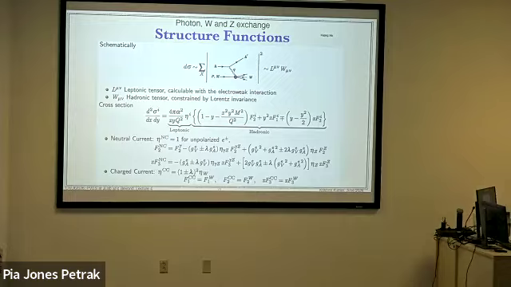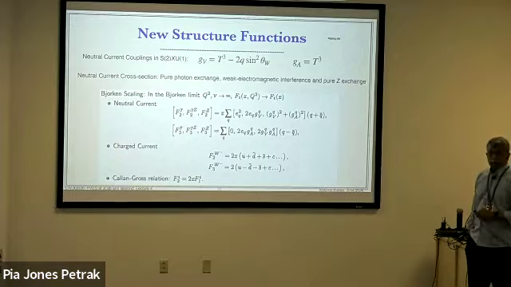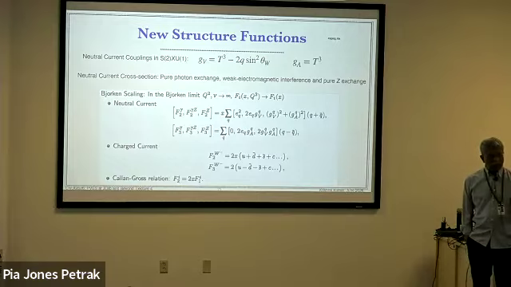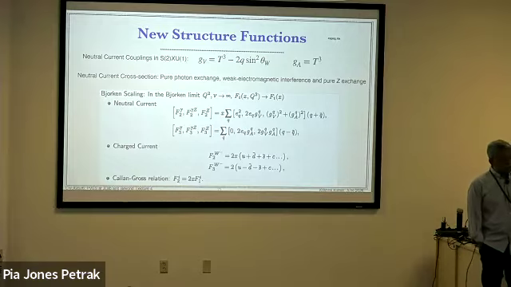Here's a summary of it. So again, you need the Weinberg model, neutral current cross-section, pure photon exchange, weak electromagnetic interference, pure Z exchange. You've got to do it all together. You have this triad of structure functions now instead of just a simple one. And then you have the charged current structure functions for W exchange as well. All of this will be measurable at the EIC because of the high center of mass energy.